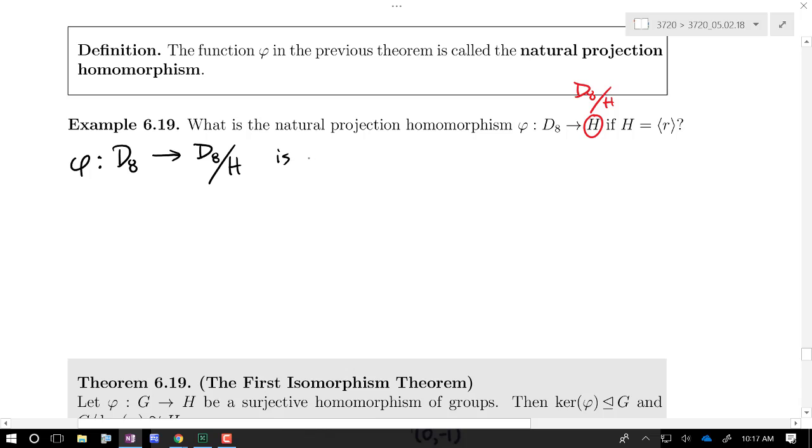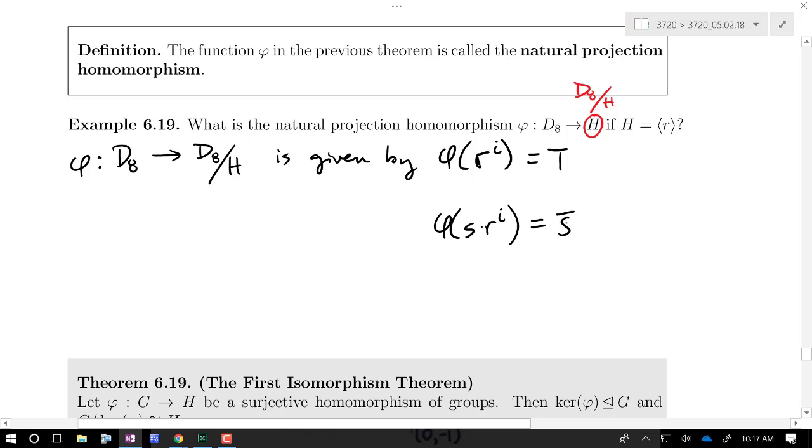So phi of R to the i, so any of the rotations, is just the one coset. And phi of any of the flips, S R to the i, goes to the S coset. You might see them written in the coset notation. I mostly stick to the bar notation, but you might see folks write it as 1H and SH. They mean the same thing, they're both referring to that coset.